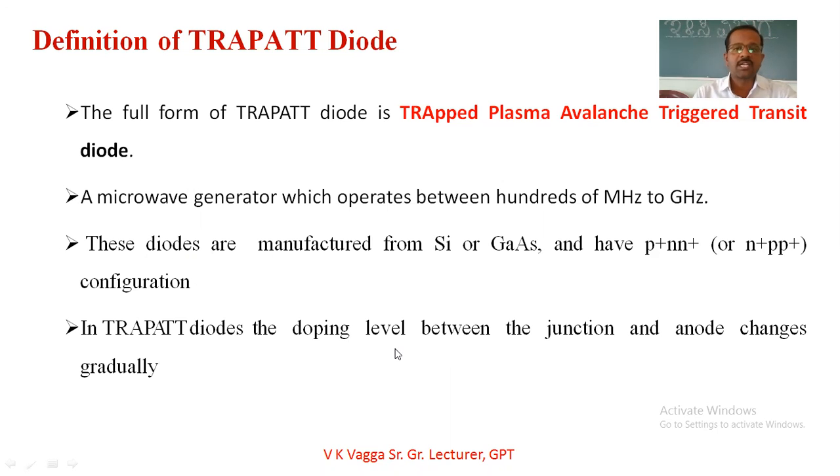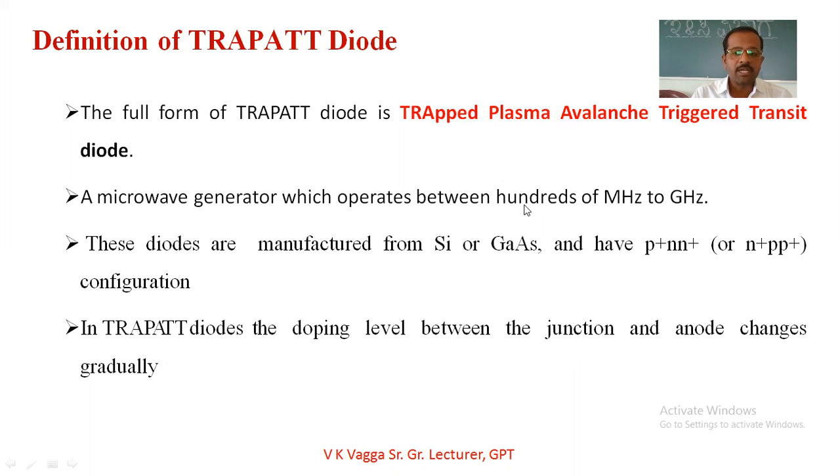If you see the construction and the working principle, you will automatically come to know about its variation in the junction and the anode. I am going to repeat again. The full form of TRAPATT is trapped plasma avalanche triggered transit diode, and it is also a microwave generator semiconductor device.